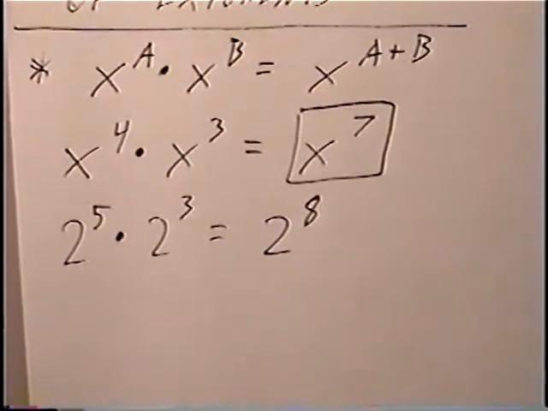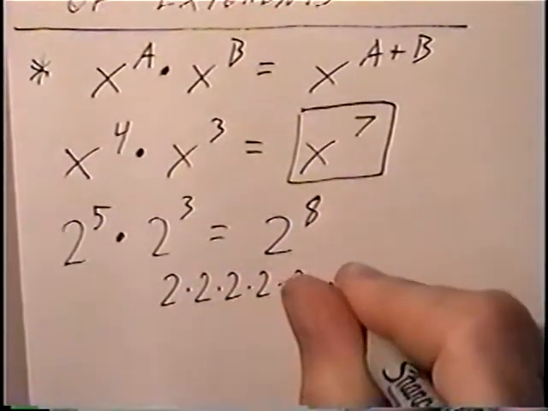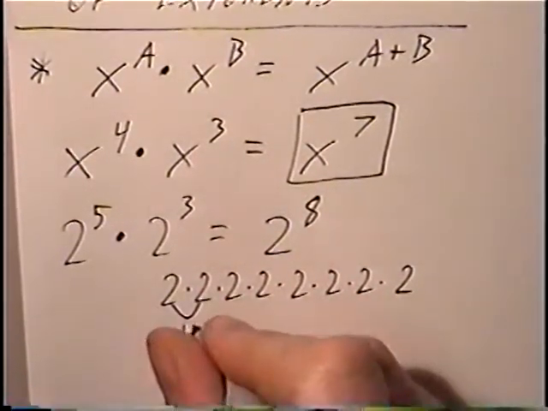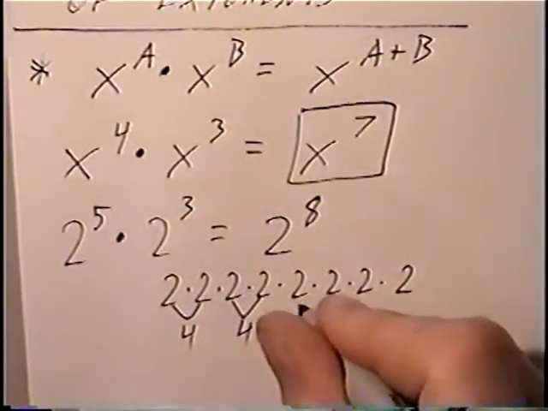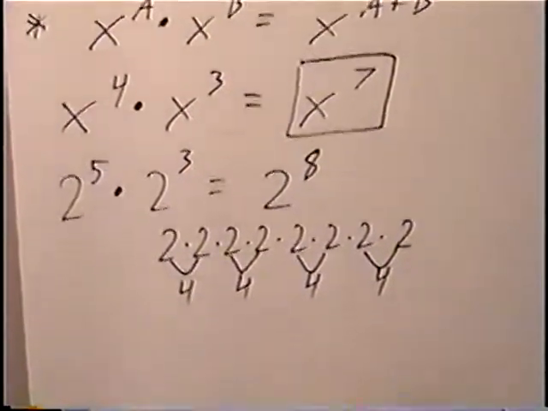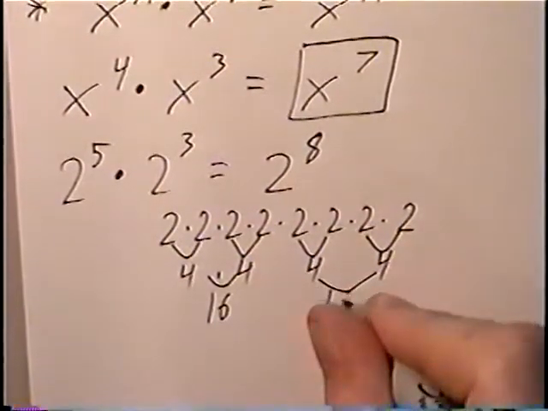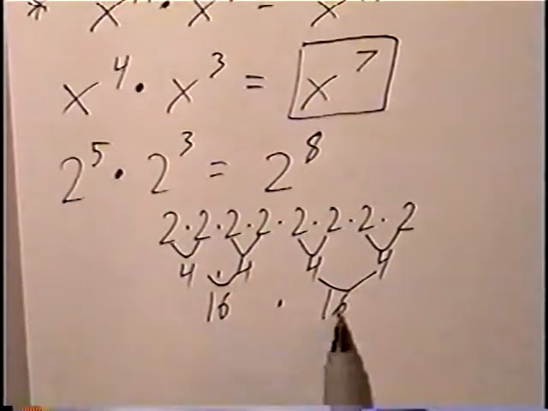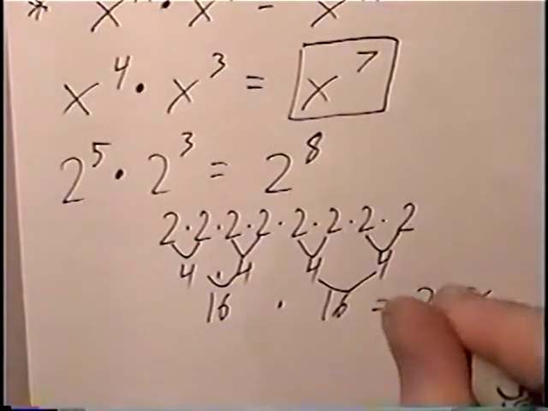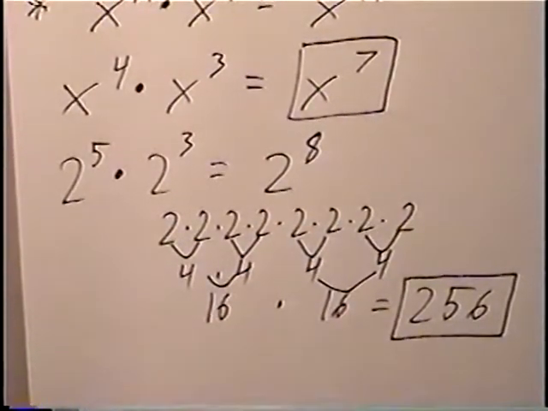This would be 2 times itself 8 times. If we write that out, it'd be 2 times itself 8 times. Multiplying, 2 times 2 would be 4. And we can multiply each set of 2's, so we get 4's. Multiplying again, 4 times 4 would be 16. And multiplying the other 4's, we'll have 16. So our final answer will have 16 times 16, which if you multiply that out, it's 256. So the final answer, 2 to the 8th power, which is equal to 256.